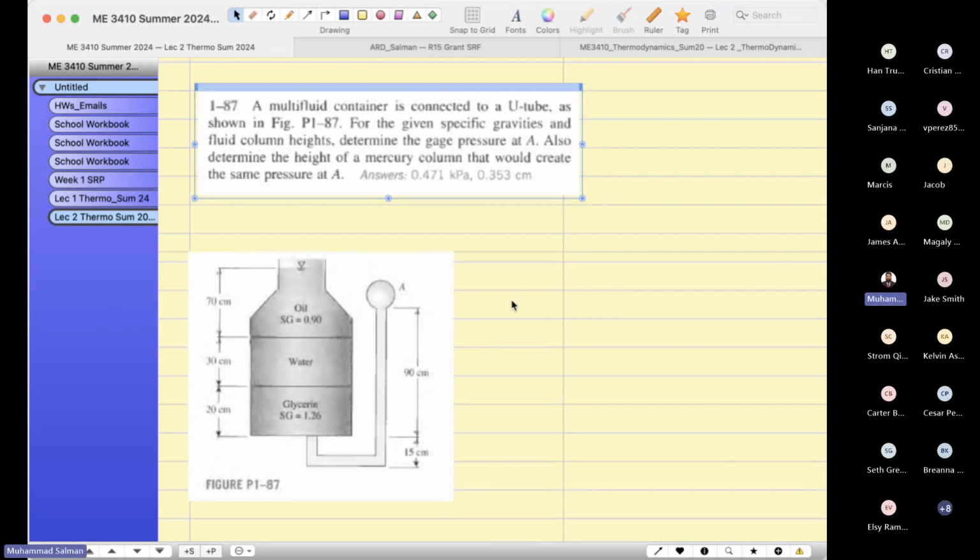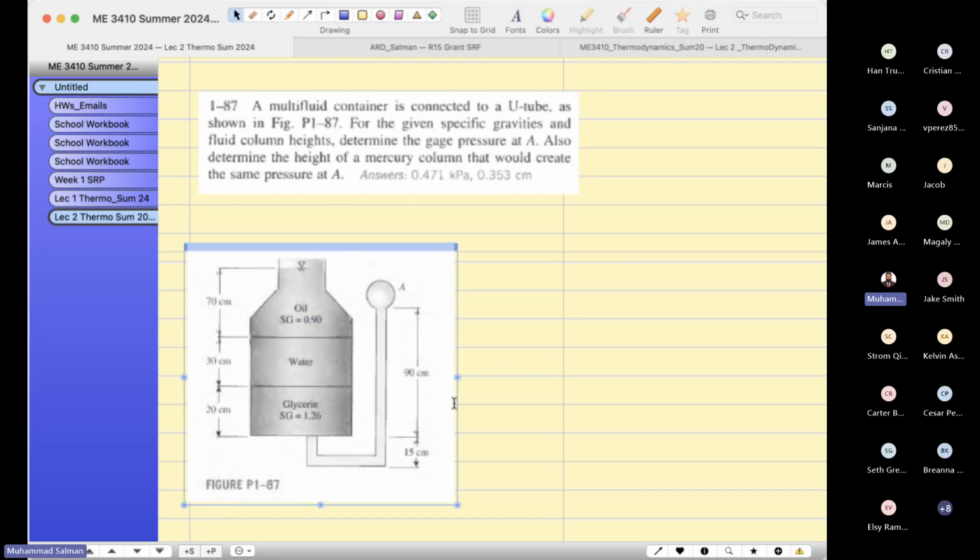Okay, so the question is: a multi-fluid container is connected to a U tube. It's a manometer, and the specific gravities have been given. Oil is 0.9, meaning oil is lighter than water, then water, and then glycerin, which is heavier than water. So find out the gauge pressure.